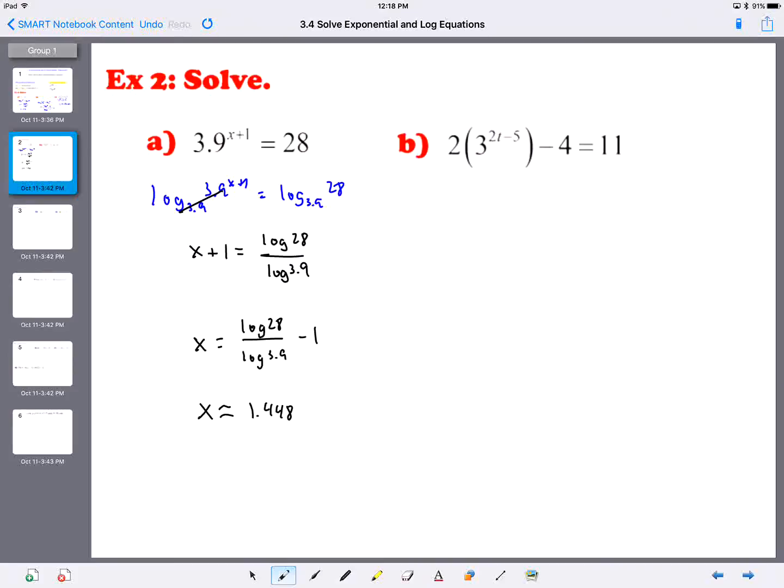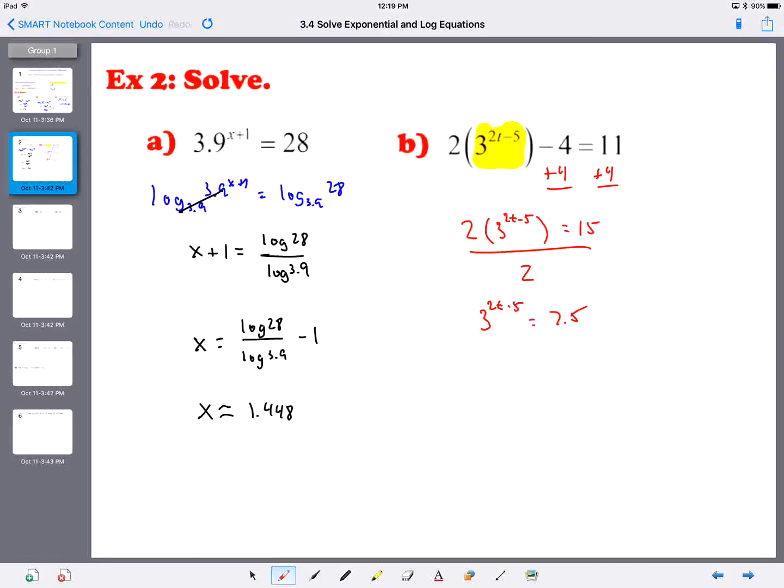On the second one, you can try this one on your own if you'd like. We need to isolate. You always have to isolate the exponential part of it. You got to get the base and the exponent by itself. So we have to do a little bit of work here before we use logarithms. We're going to add 4. That'll give us 15. 2 times that, 3 raised to the 2t minus 5. We then need to divide it by 2. So now we have 3 raised to the 2t minus 5 is equal to 15 halves, or 7.5.